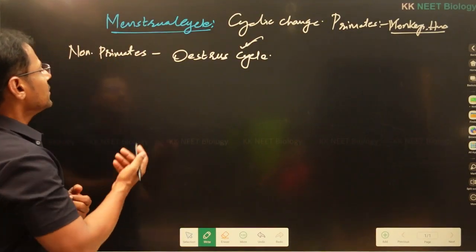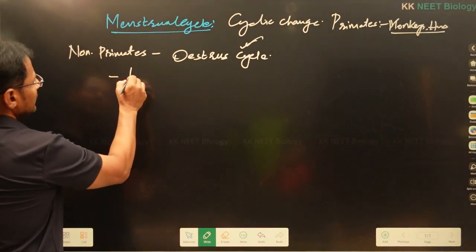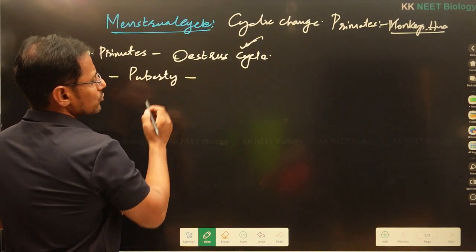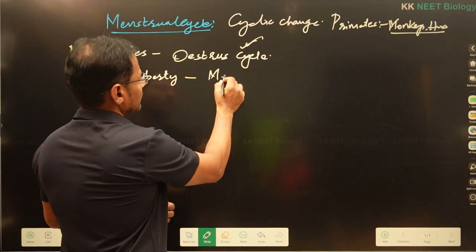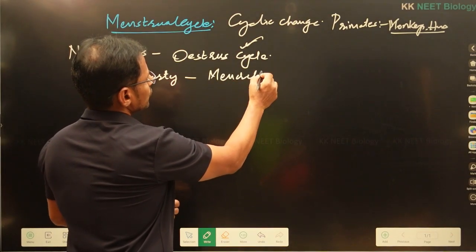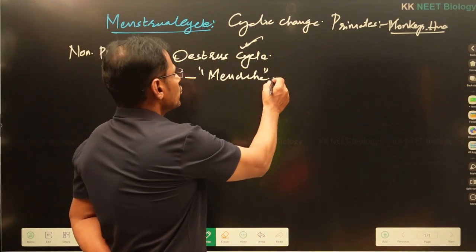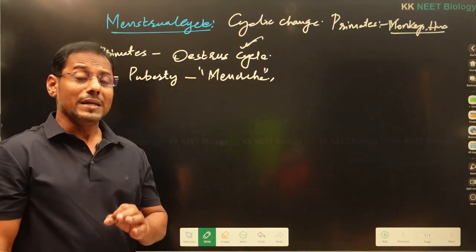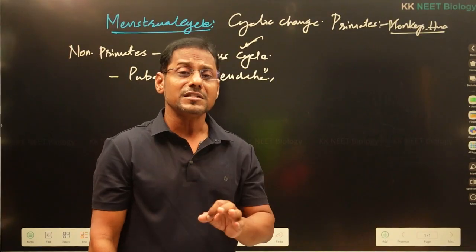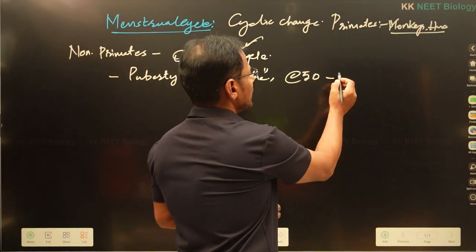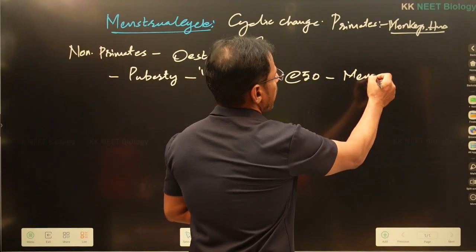And before that, this menstrual cycle generally starts in puberty, and the first menstrual cycle is known as menarche. So remember this one. This is very important in case of the examination. And this menstrual cycle may be ceased. Ceased means it may be stopped at the age of 50. Generally this is known as menopause.